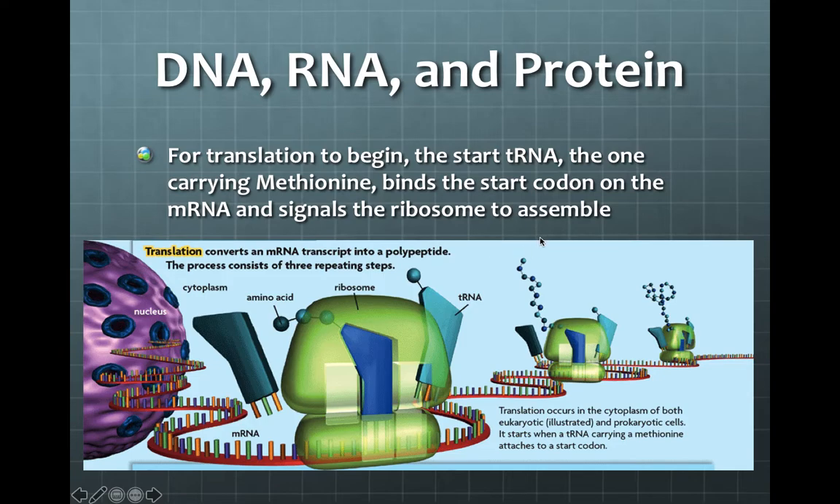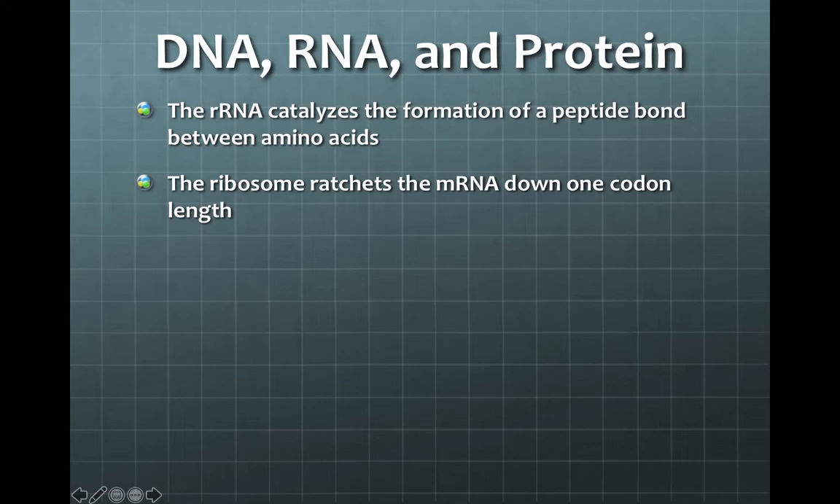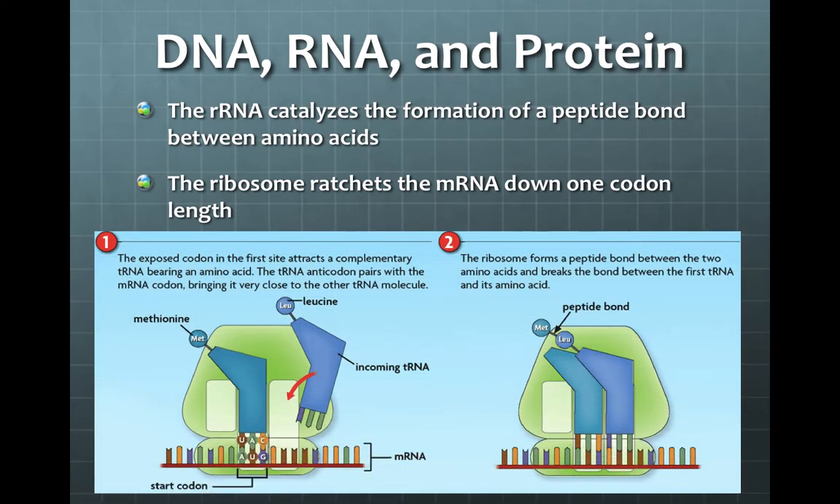So for translation to begin, the transfer RNA carrying methionine, which is the start codon, binds the start codon on the messenger RNA and signals to the ribosome to assemble. Okay. The ribosomal RNA catalyzes the formation of a peptide bond between the amino acids. So this right here is a peptide bond. When this one right here, this is the start codon, AUG, comes down, then this methionine will go to that one, and that's what the peptide bond is.